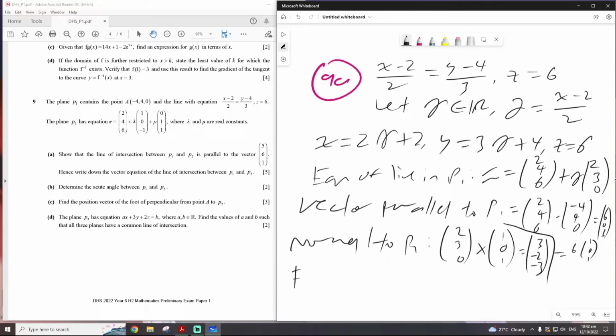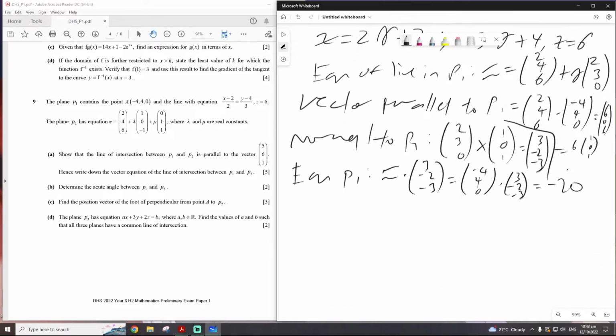So therefore, equation P1 is r dot (3, -2, -3), equals, pick any point. So we'll just pick the point (-4, 4, 0), which is on the plane, dot (3, -2, -3), which is -20. Okay, so you therefore have an equation that you can convert to Cartesian form easily: -3x + 2y + 3z equals positive 20, right? This will be the Cartesian equation.